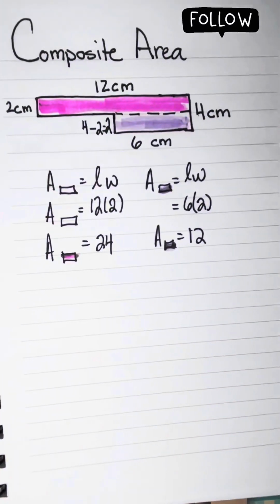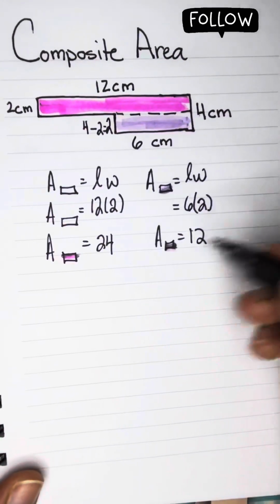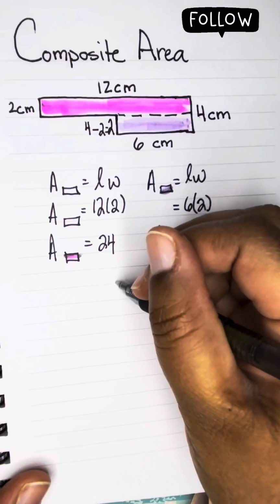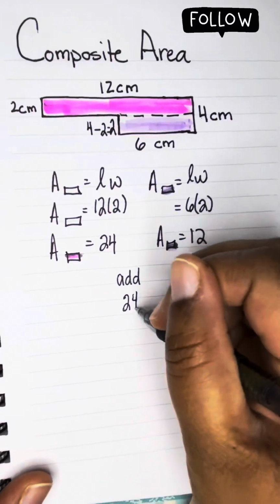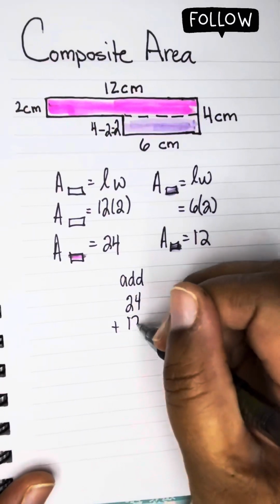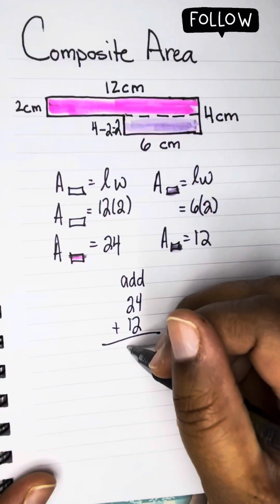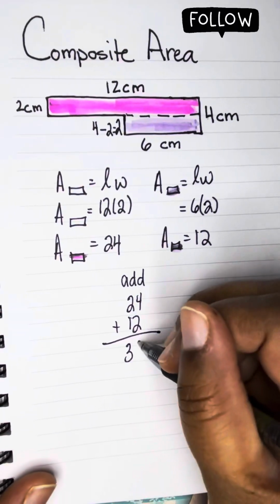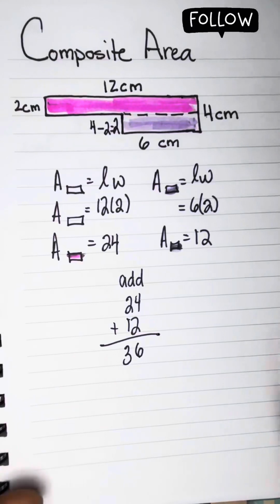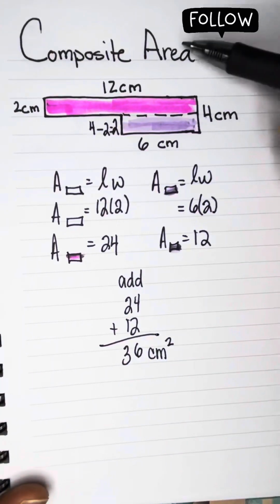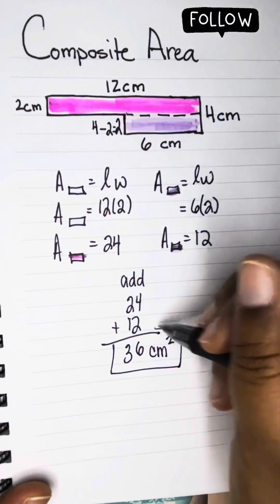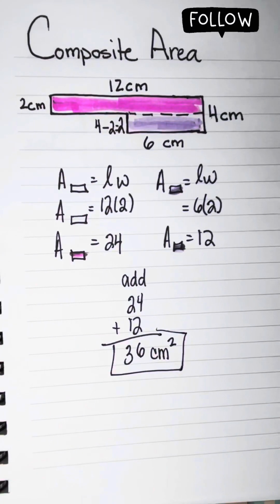But remember, we want to find our total area. Total. So what do we have to do? Our last step? Add. 24 plus 12. And that's going to give us 36 centimeters squared. Remember, whenever you're dealing with area, you got to put your units as squared.